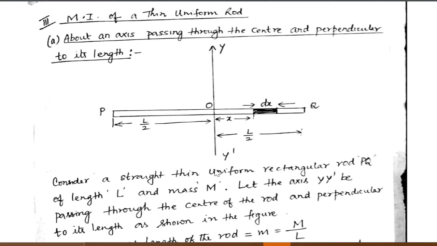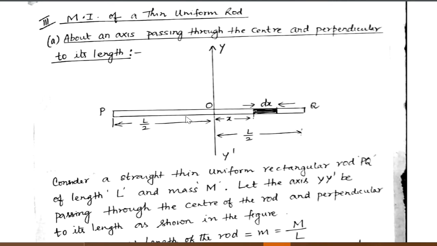Now let me start the second session. Your third derivation, moment of inertia of a thin uniform rod. Even in this case, you have four cases. First one, case A, about an axis passing through the center and perpendicular to the length of the uniform rod.